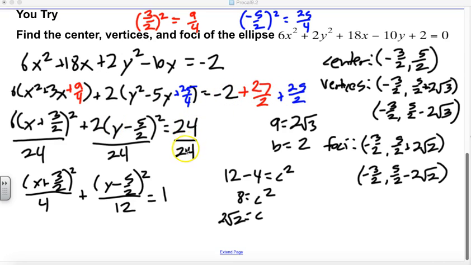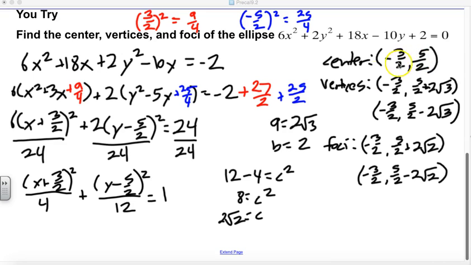Now the last thing we need to do is divide by 24 to make it equal 1. So when I divide by 24 over here, 6/24 reduces to 1/4, and 2/24 reduces to 1/12. Then we have our equals 1. Okay, so now we've got it written in standard form. We can identify our center. Our center is -3 halves, 5 halves. Okay, so that's what we write here.